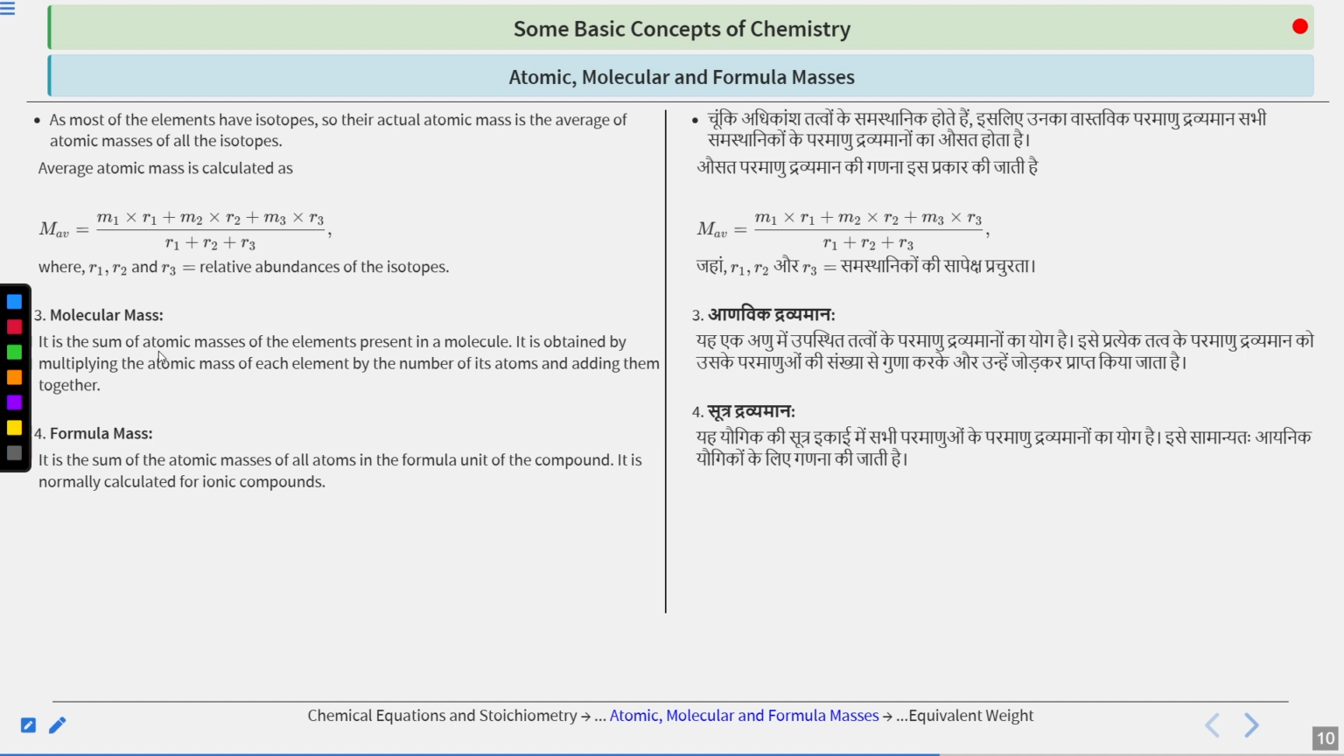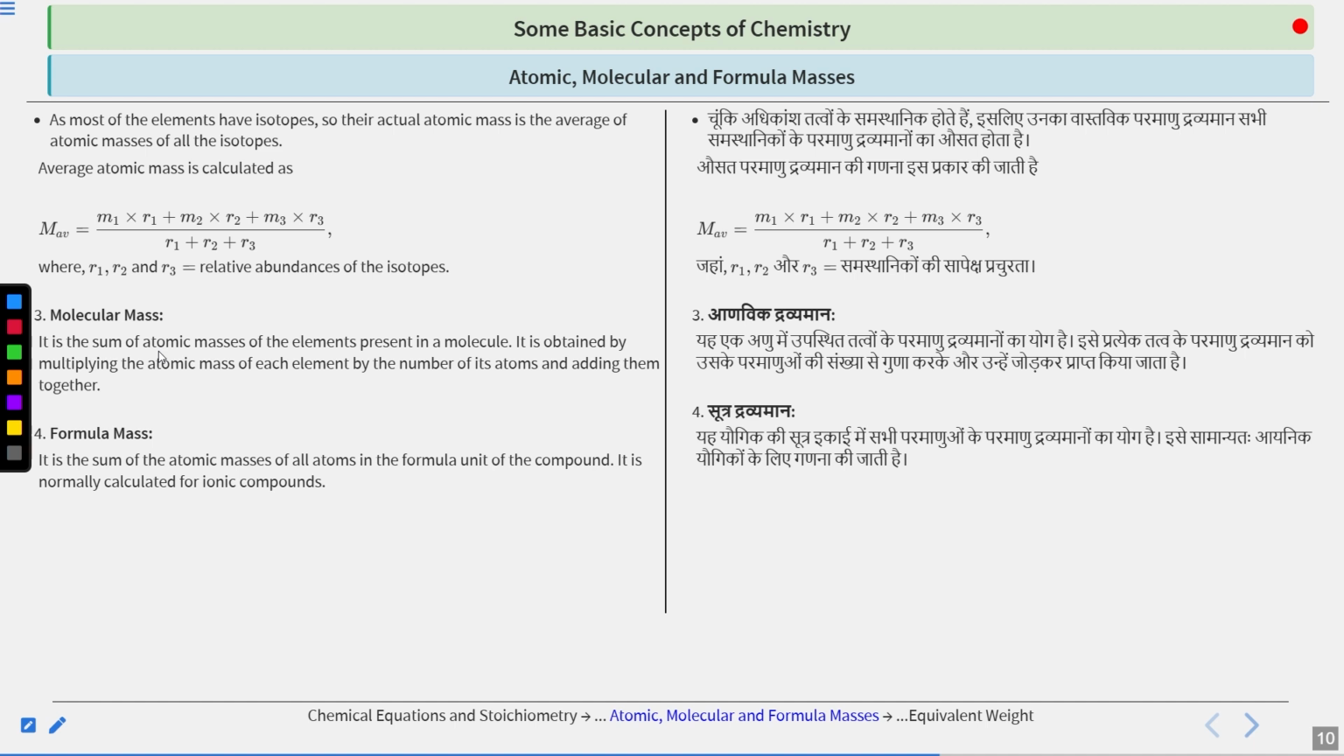So why do we have to devise it differently for an ionic compound? Because ionic compounds are not present as molecules, but they are present as ions, right? For that reason, we are taking the formula mass and not the molecular mass. So the calculation process is the same.